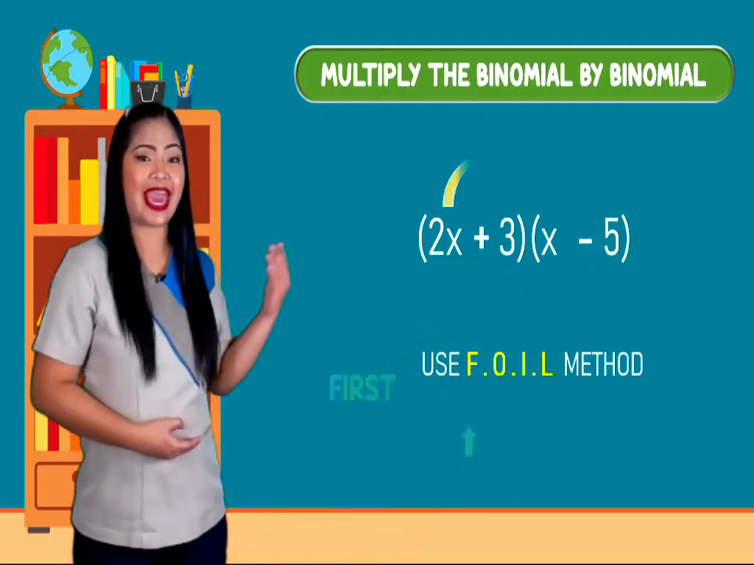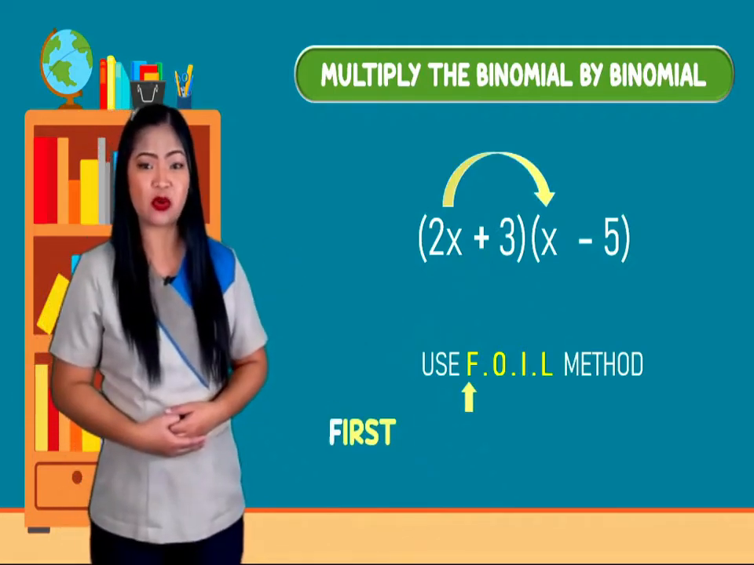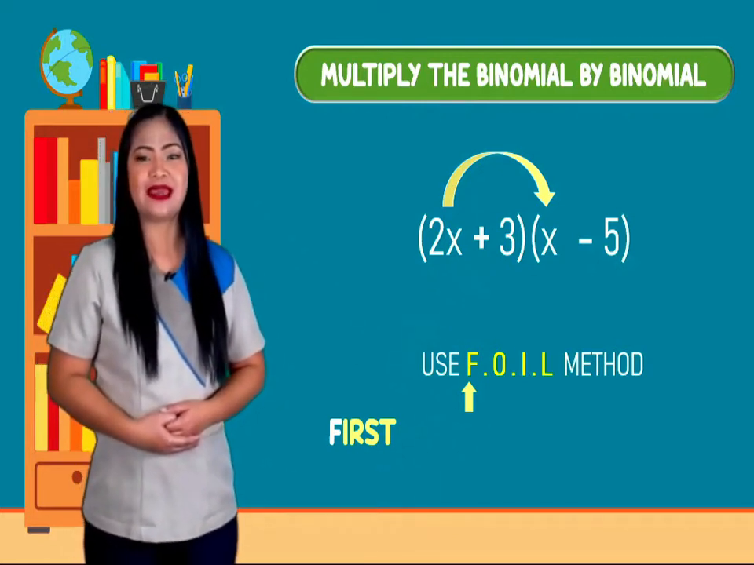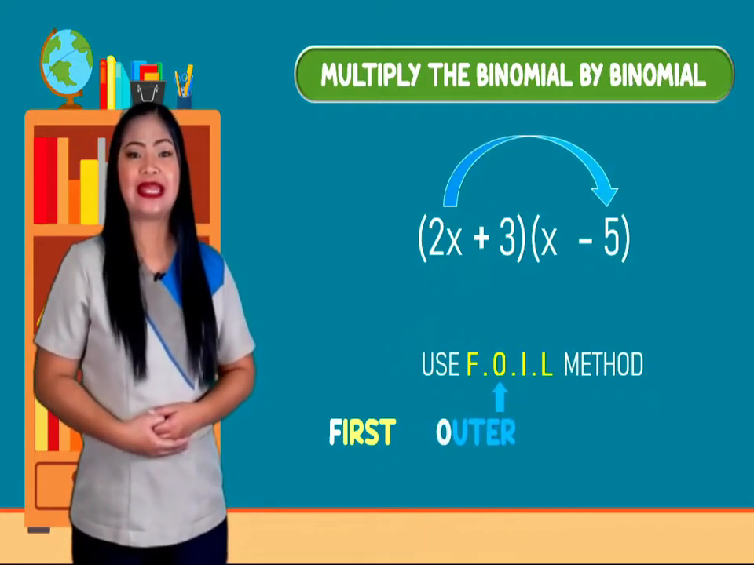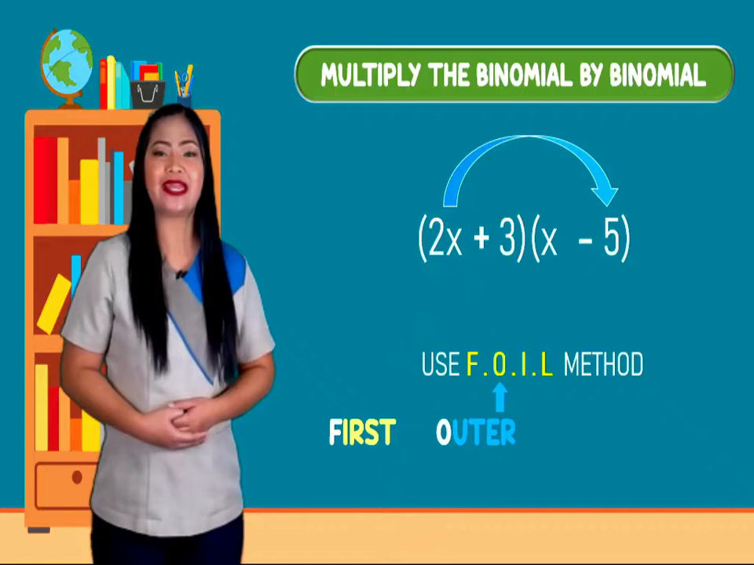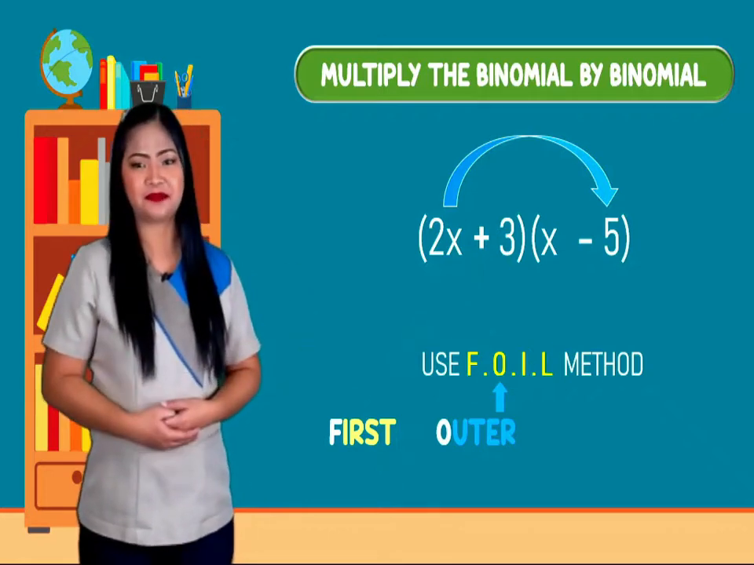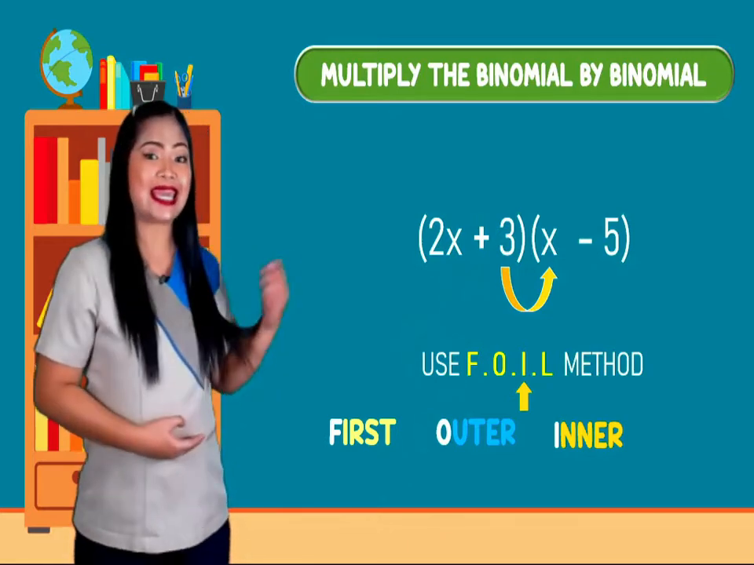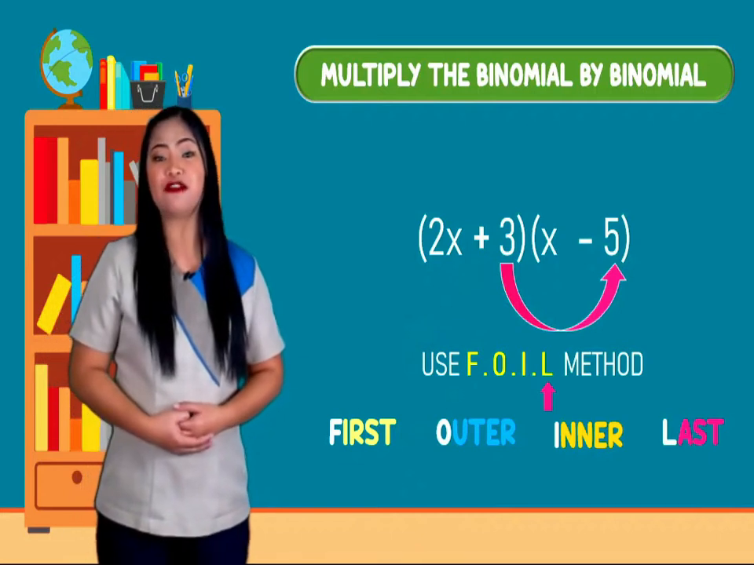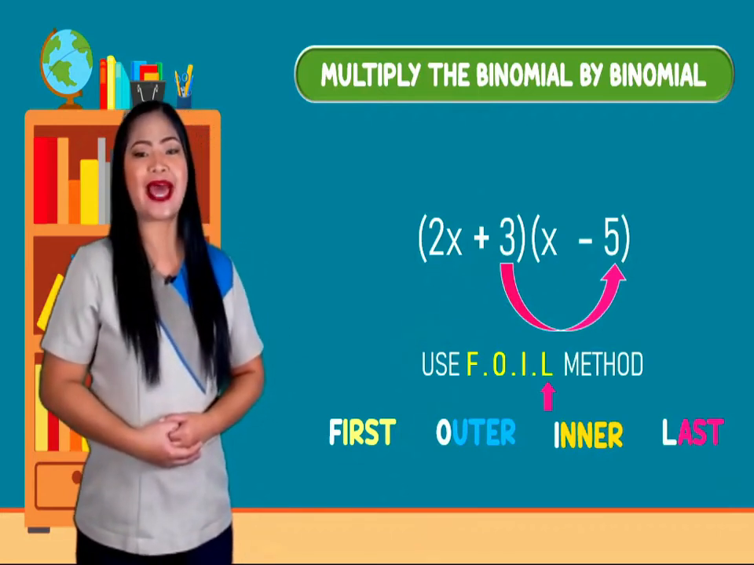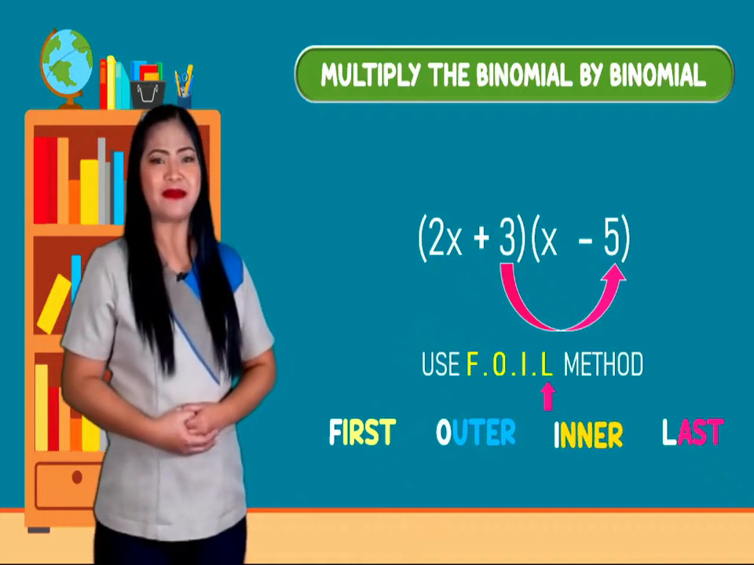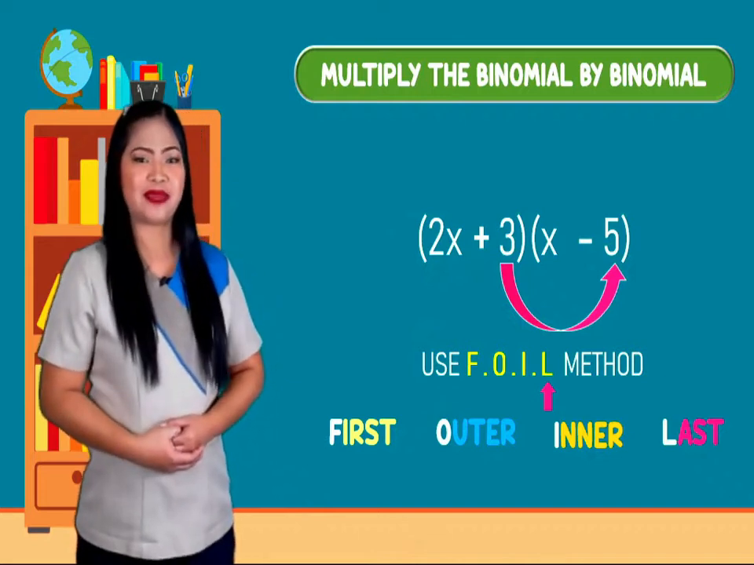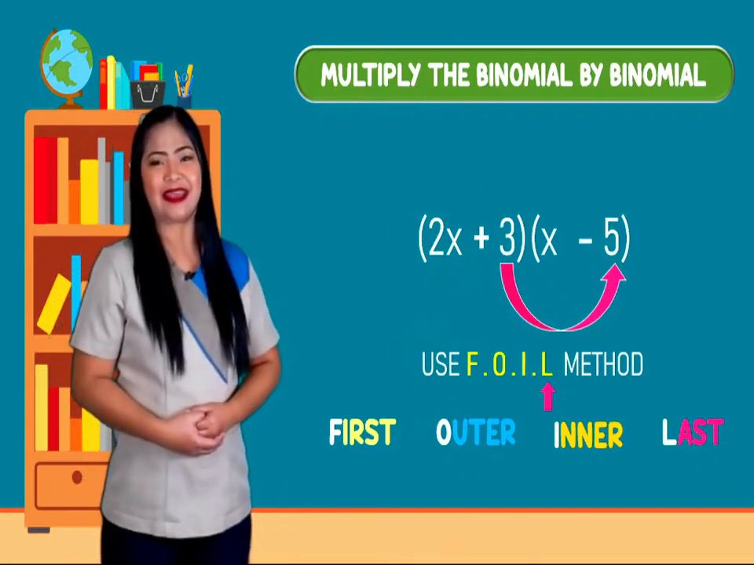In FOIL method, F stands for the first terms, which means multiply the first terms of each binomial. Then, O stands for outer, which means multiply the terms on the outer side. I for inner, meaning multiply the terms on the inner part. And L for last, which means multiply the last terms of each binomial. It's simply an acronym to remind us how to multiply a binomial by a binomial without missing out anything.